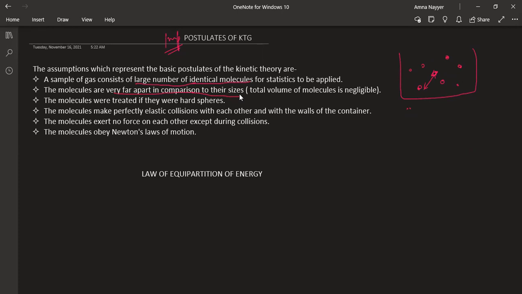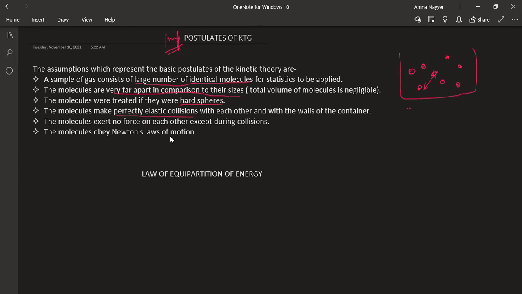Third postulate says that these individual molecules are, see, I am also drawing the spheres only, in the form of circles. I could have drawn a square, a cuboid, a rectangle. No, because these are treated as hard spheres. So these molecules are basically spheres, and they exhibit perfectly elastic collision with each other and with the walls of the container. So the key term here is perfectly elastic collision.